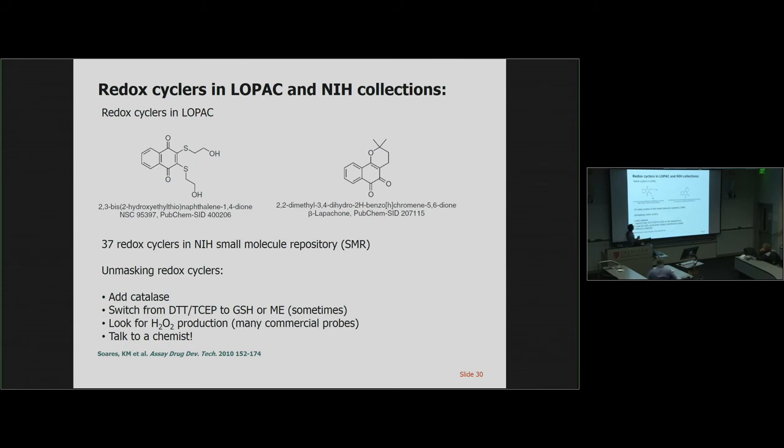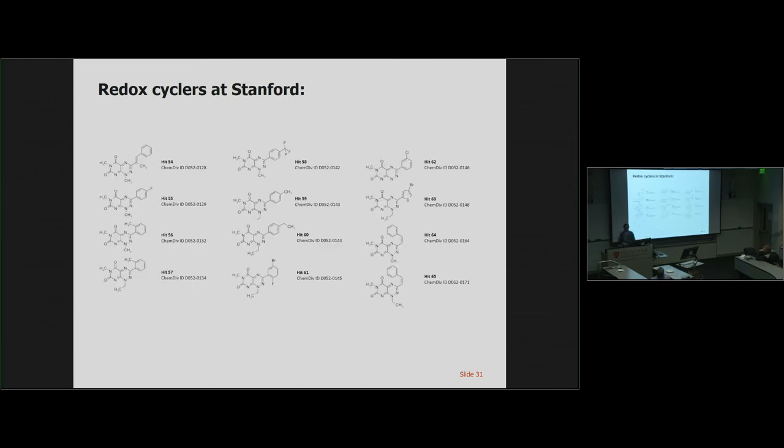And this is not just in NIH collections. Unfortunately, these also appear in the Stanford library as well. These came out of a current Spark project as hits against a target. Fortunately, in the MedChem working group, they brought these to us and they were like, oh, we're having trouble finding commercial suppliers of these, which I was actually happy to hear.